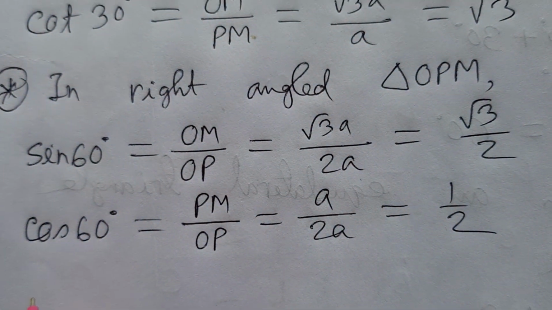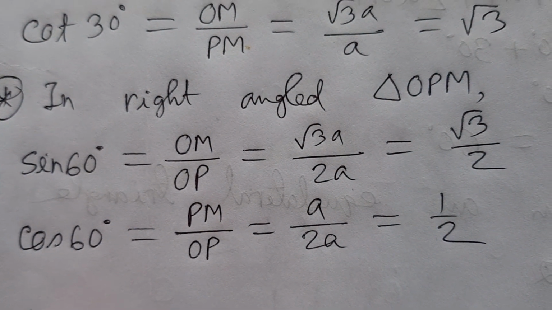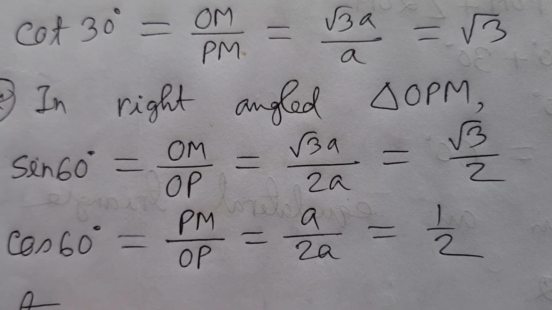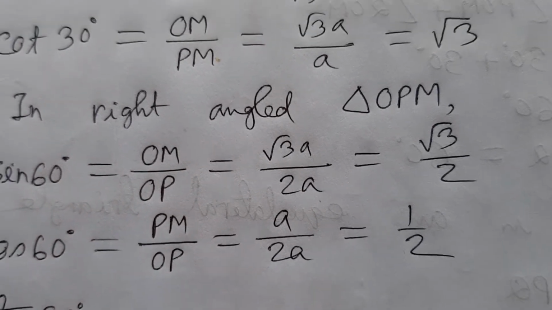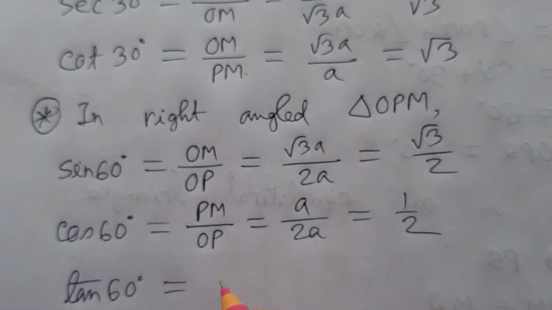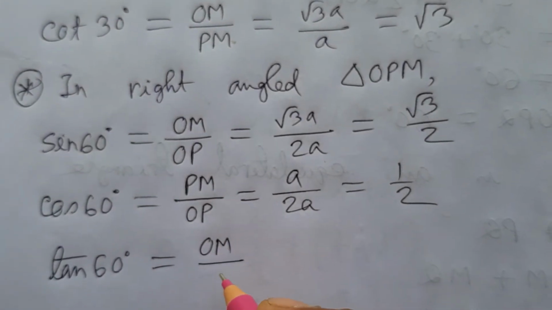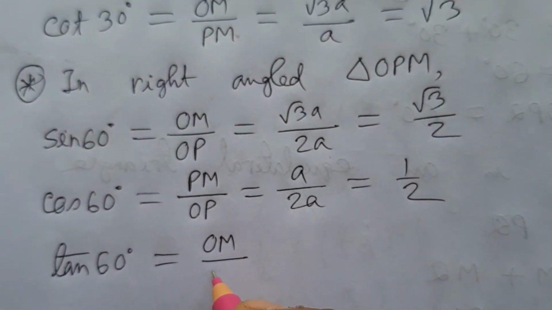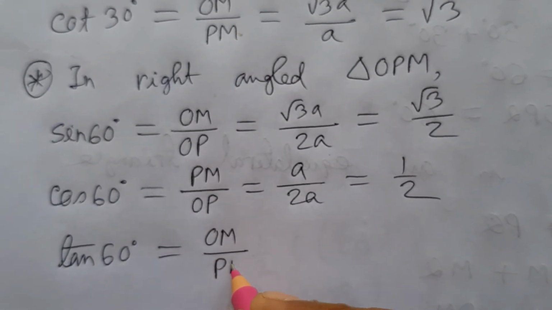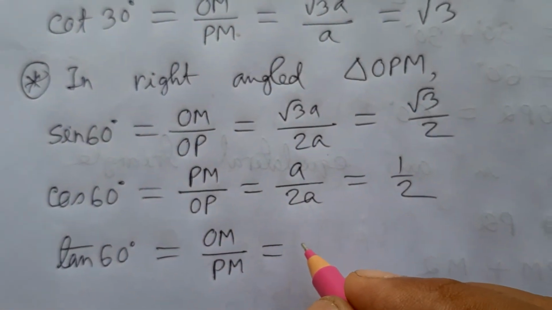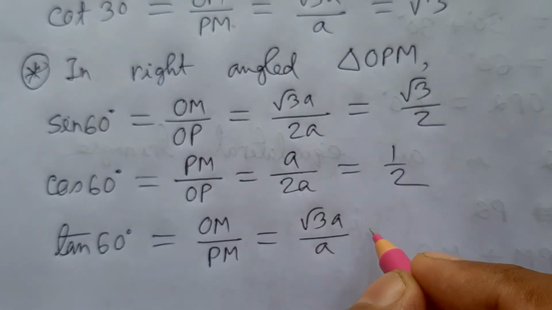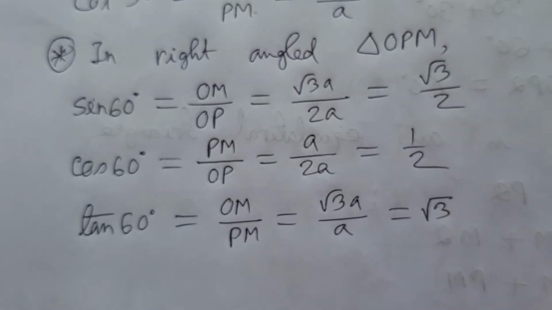Now tan 60 degrees is equal to perpendicular by base. Here the perpendicular is OM and the base is PM, so OM by PM. That means OM is equal to root 3A and PM is equal to A. So finally we get root 3.